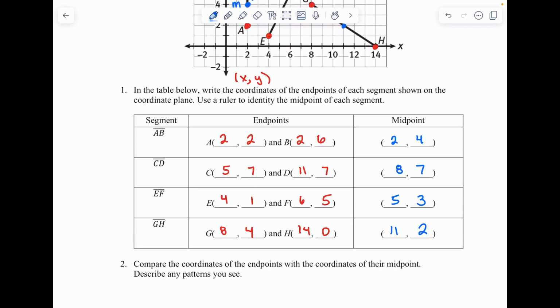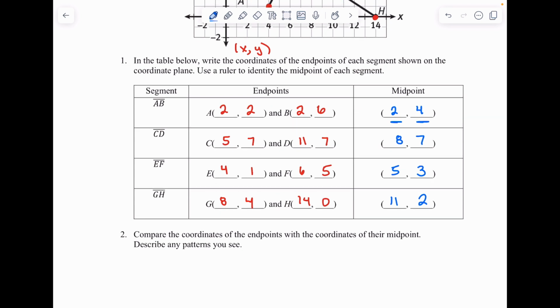So what I'd like you to do is look at this table and see if there are any patterns between what the coordinates were for the endpoints of the segment and what the coordinates of the midpoint ended up being. Remember, midpoint is the middle of the segment, so it would make sense if the midpoint came from the middle of both the x-coordinates and the y-coordinates of each endpoint. For example, for AB, if we added the x-coordinates together, 2 plus 2 is 4, and 4 divided by 2 is 2. If we added the y's together, 2 plus 6 is 8, and 8 divided by 2 is 4.